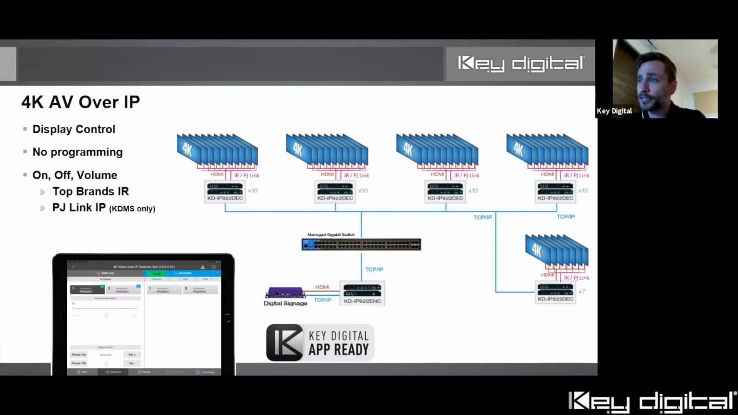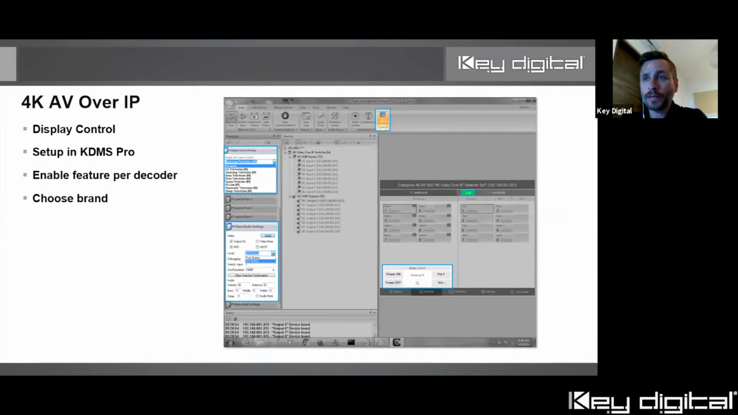So just connect the HDMI from the decoder to your display and an IR emitter from the decoder to the display. In the Key Digital management software, you will choose LG, Samsung, Sony, Vizio, Epson, Panasonic or Sharp for the IR codes, or PJ Link IP for controlling over the KDMS. So you have your top brands there.